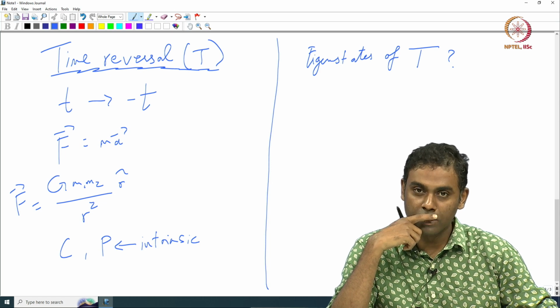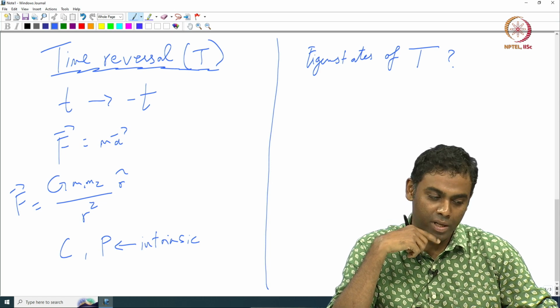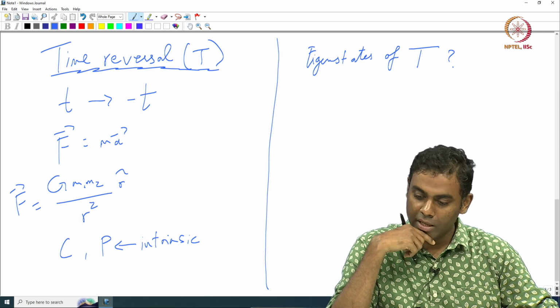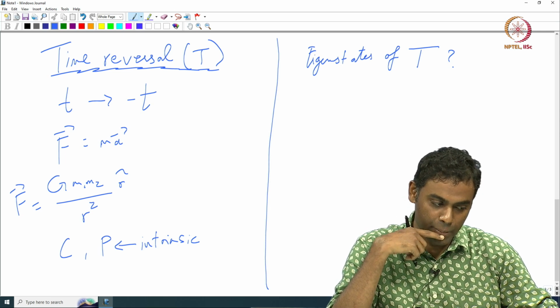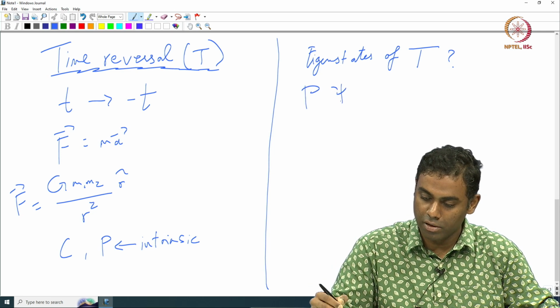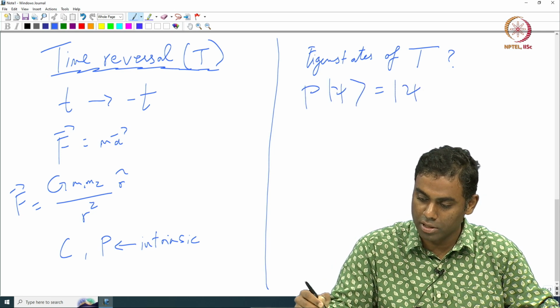No, the answer is no, and it is an intuitive answer. The intuition is that a state can be its own mirror image. You can intuitively think about this.